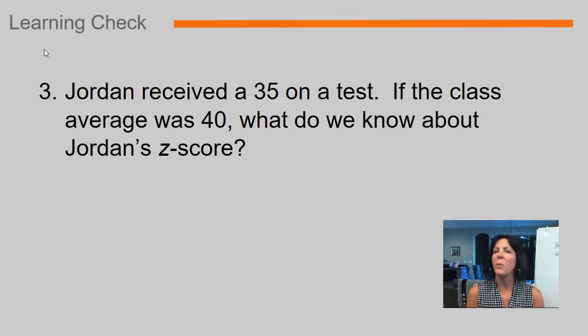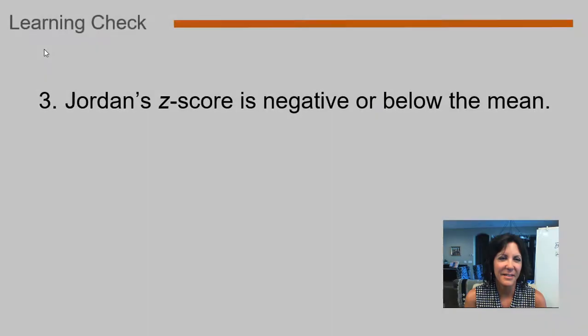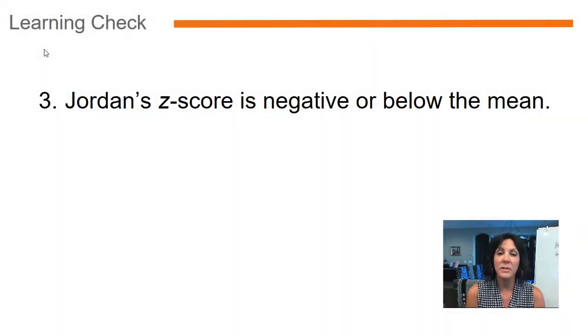For this next one, we're actually not going to do any calculations. This is a critical thinking question, so we don't need to do any math with this. Jordan received a 35 on a test. If the class average was 40, what do we know about Jordan's z-score? If you need to pause the computer, do that. Well, Jordan's z-score is negative, or below the mean. That's what we know. Jordan's score is less than the mean, so the z-score by its very nature has to be negative.